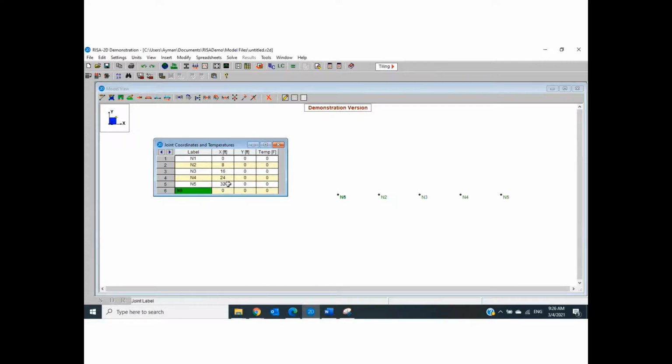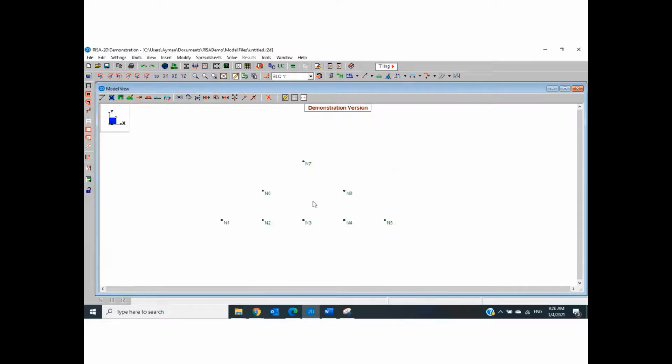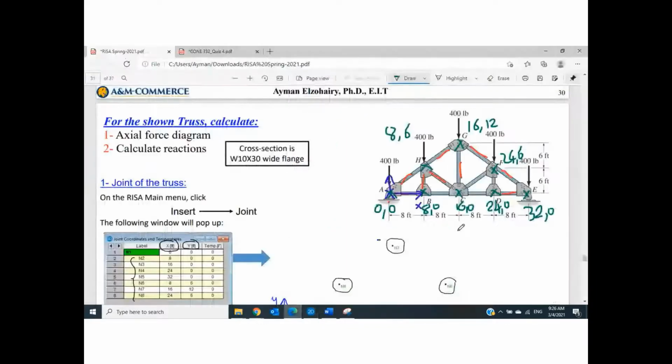32, 0. Then 8, 6, 16, 12, 24, 6. Here are the joints of the truss. What do you think? Looks like the truss? Exactly. These nodes look like this truss exactly.